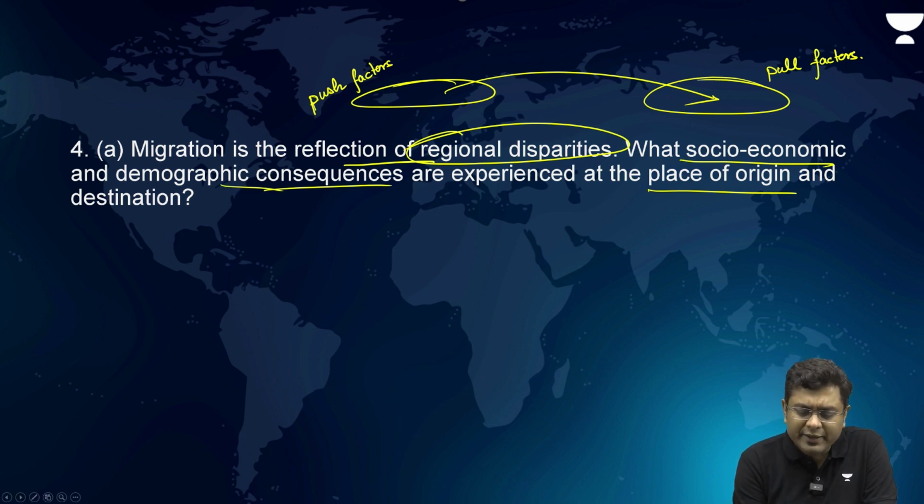So, what are the socio-economic and demographic consequences? So, in the region of, let us suppose, place of origin and place of destination.